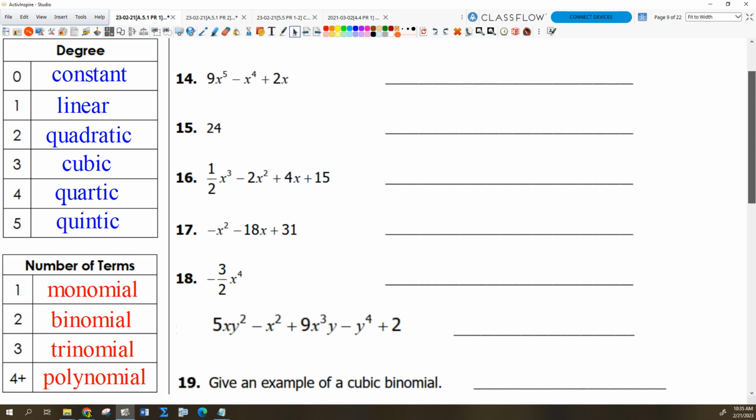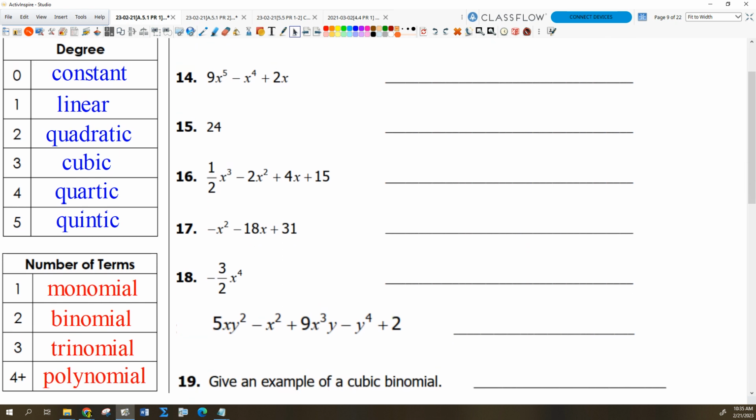Okay, how about the next one? Degree. Veronica, what about the degree? What's the biggest power of x? 5. So the degree is 5, so what's that make it then? Quintic. Yeah, there you go. So it's going to be quintic, and then we need the number of terms on that one. Marie, what's the number of terms? So what would that make it? Yeah, it's a quintic trinomial.